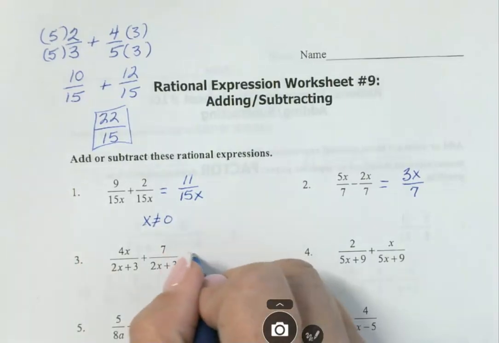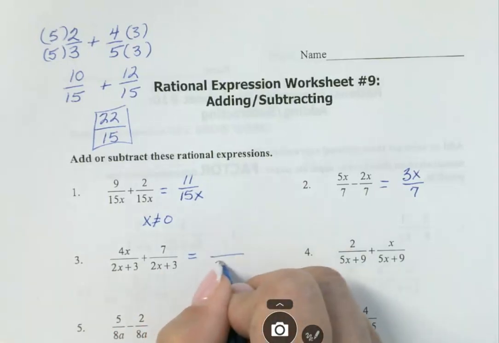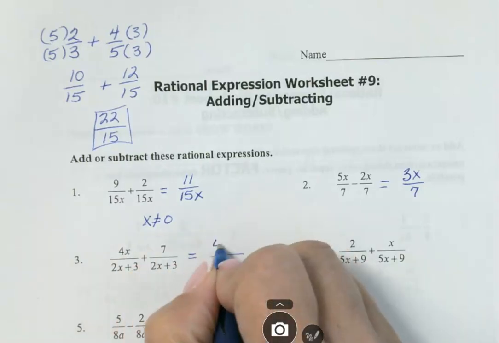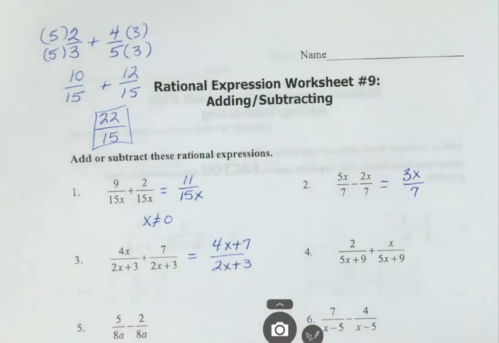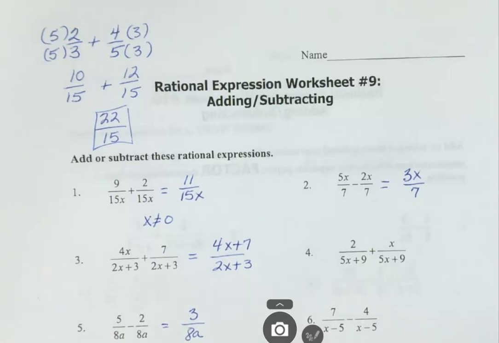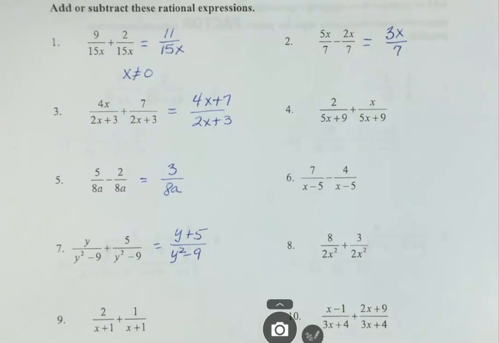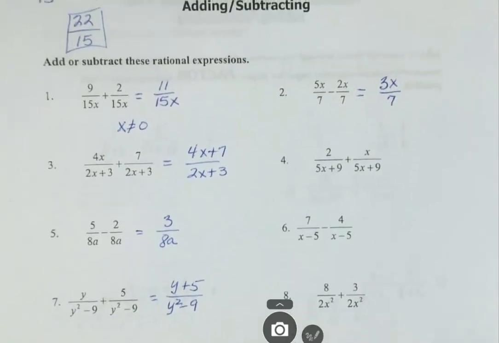Here's this one. Common denominators already, so that just comes across. And I add the numerator, 4x plus 7. Again here, my denominators are the same. 5 minus 2 is 3. In this case, my denominators are the same, and we're just going to add up the numerators. Now, there are times when, again, these may factor and reduce. But on this page, they don't.